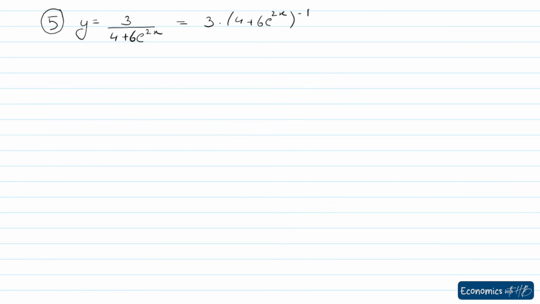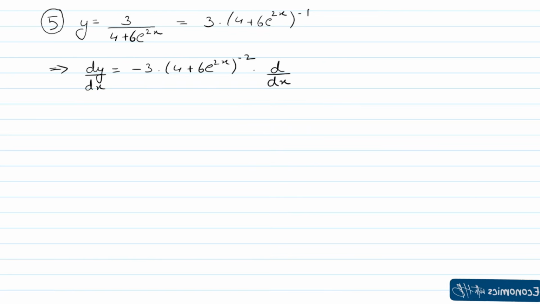We can also solve it with this part in the denominator, but then we'll have to use the quotient rule. If we bring it to the numerator, it becomes easy to solve. So that's why I brought this into the numerator. You can also try the quotient rule part. Okay. So dy by dx is equal to minus 3 into 4 plus 6 e to the power 2x raised to the power minus 1, which is minus 2, into d by dx of whatever was in the bracket, 4 plus 6 e to the power 2x.